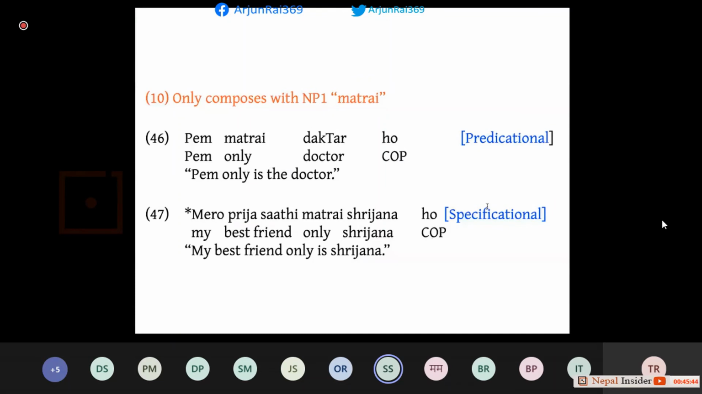Mero priya sati matre sijana. That doesn't work as a specificational. So there is a clear-cut distinction between these predicational, equative, versus specificational and identificational.